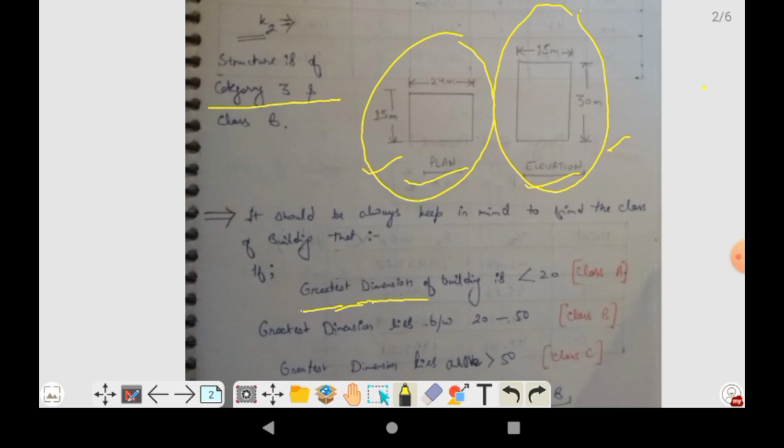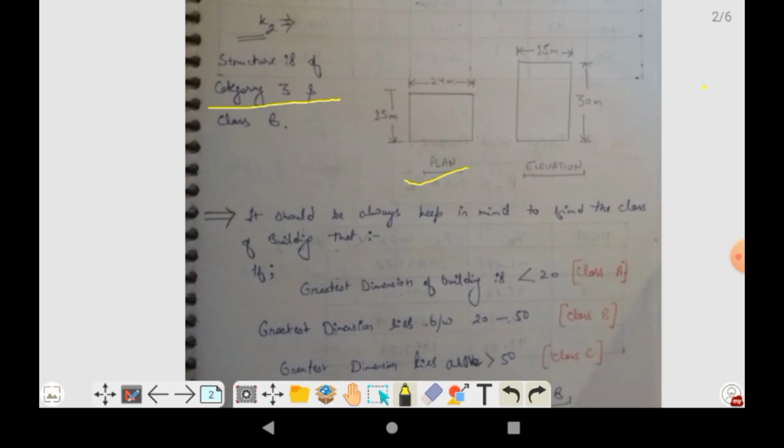Here you can see that if the greater dimension lies between 20 to 30, the building will lie in class B. So it is satisfying our condition, that is 30. So 30 meter is our greater dimension. Okay, so it is already lying in the 20 to 50 meter dimension criteria. So it will lie in class B. So now we are able to find the class of building.